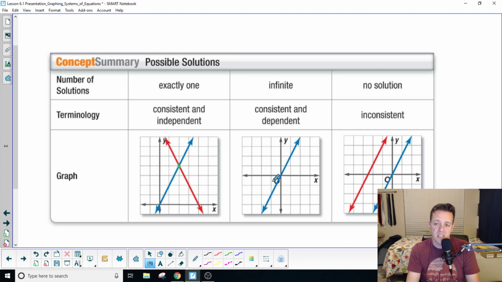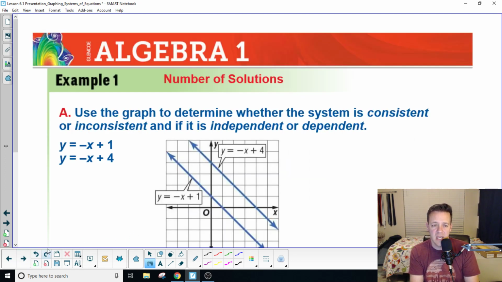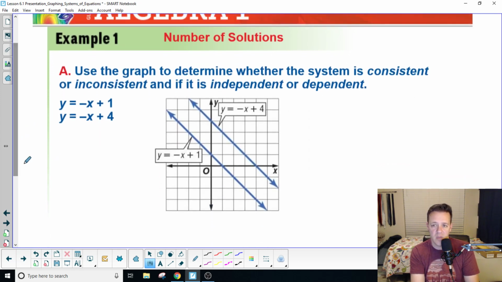And then inconsistent would be, of course, two parallel lines. So let's begin. Use this graph and tell me whether this is consistent or inconsistent, and if it's independent or dependent. If you look at your chart right above it, if I have two parallel lines, then of course this is going to be inconsistent. Is there a solution to this? The answer, of course, is no, there isn't. So please make sure you are fully aware of that.